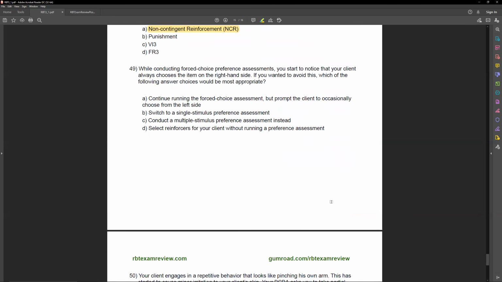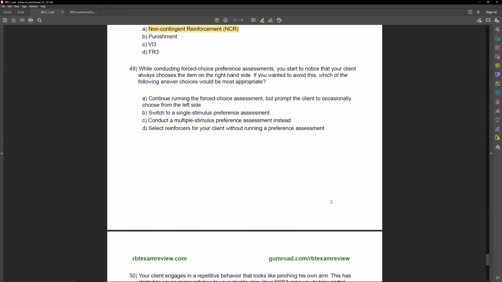49. While conducting forced choice preference assessments, you start to notice that your client always chooses the item on the right-hand side. If you wanted to avoid this, which of the following answer choices would be most appropriate? So this isn't uncommon, especially with our kiddos who are younger, where if you give them items, they'll always pick one side. So if you're doing fields of 3, you have three items or 3 cards on the table. No matter what you ask them, they'll always pick one side or the other. So super common. We want to avoid this.